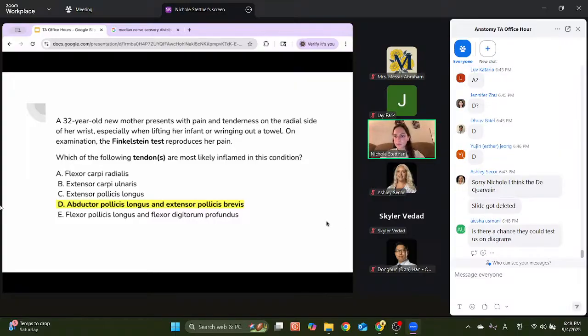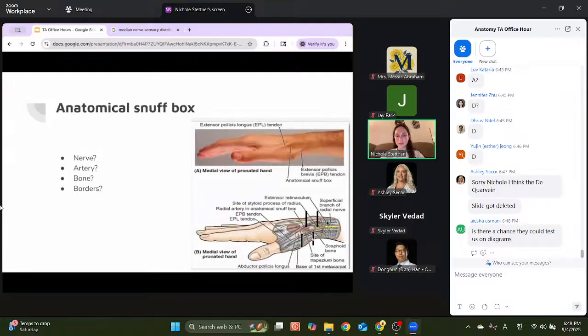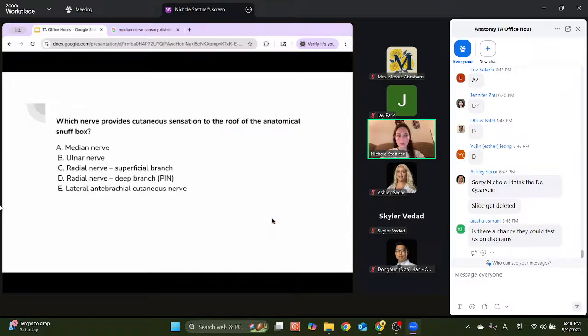Yeah, they could test us on diagrams. I'm not sure what type of diagrams you're referring to, but maybe someone else can help you with that. I'm going to try to move on because I feel like we have more to get through.